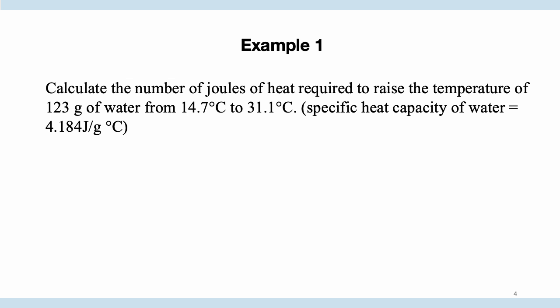Based on this equation that you saw, Q = mcΔT, we can try some questions. Calculate the number of joules of heat. The question is asking how many joules are required to raise the temperature of 123 grams of water from 14.7 to 31.3 degrees Celsius. The specific heat capacity of water is given.